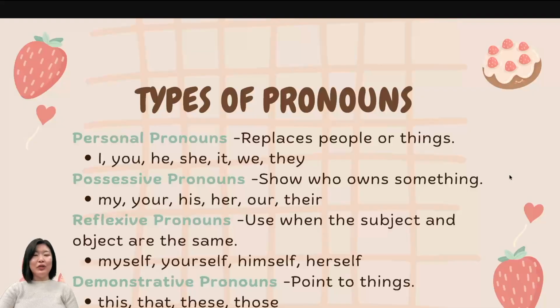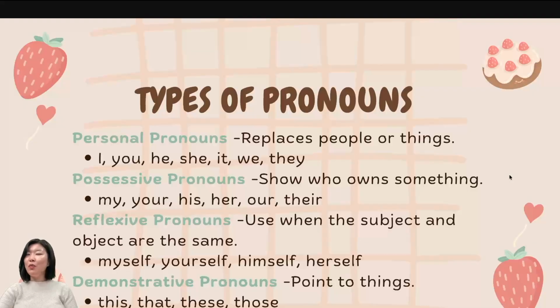So what are personal pronouns? Personal pronouns replace people or things, like I, you, he, she, it, we, they. Possessive pronouns show who owns something, like my, your, his, her, our, their. Reflexive pronouns are used when the subject and object are the same, or when you're emphasizing something in your sentence.